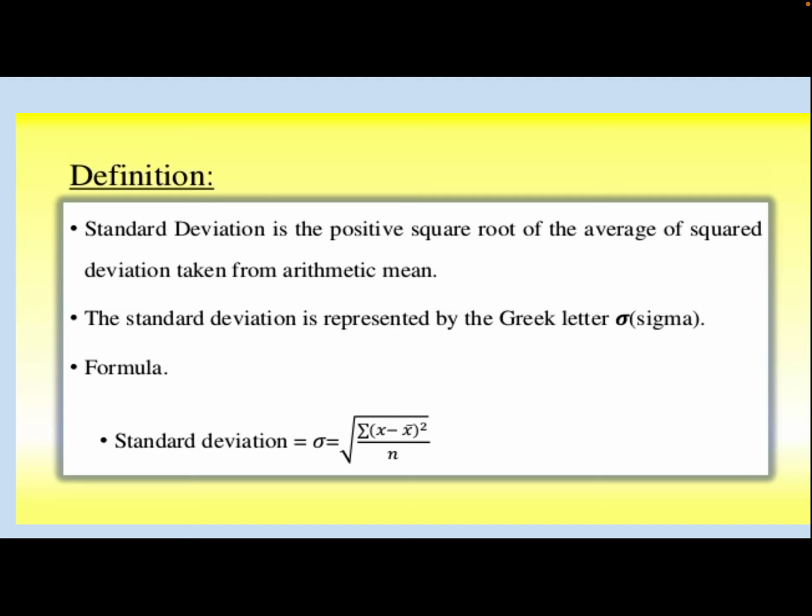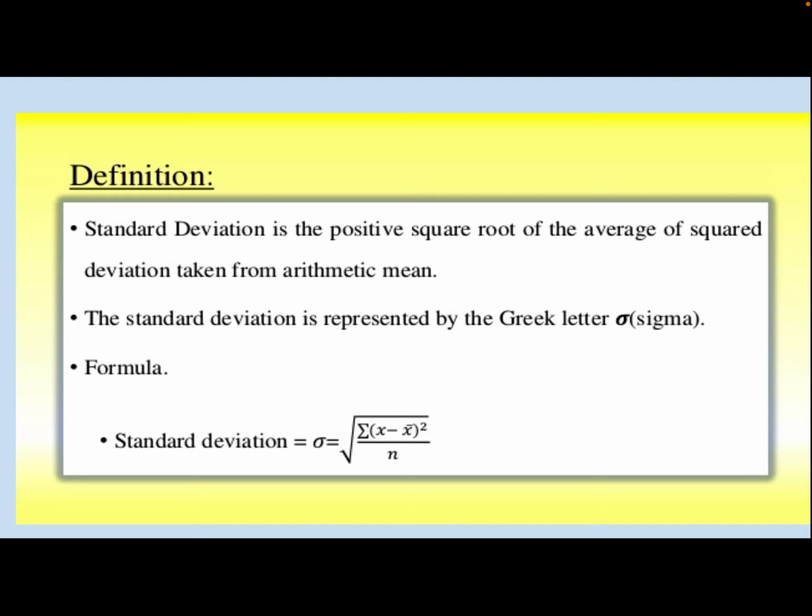Starting with standard deviation, the first point gives you the definition of standard deviation. It is the positive square root of average of square deviation taken from arithmetic mean. Standard deviation, as you can see, is represented by the Greek letter sigma, and the formula is derived from the definition itself. It is basically the square root of mean of all the square deviations taken from arithmetic mean.